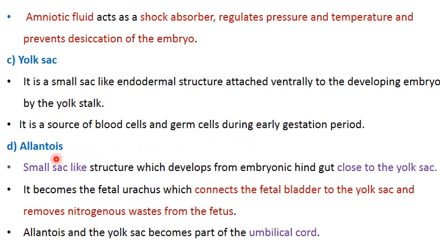Next is the allantois, which is a small sac-like structure that develops from the embryonic hind gut close to the yolk sac. Later it forms a fibrous cord-like structure which we refer to as the fetal urachus, and that connects the fetal urinary bladder to the yolk sac, and that is going to remove the nitrogenous waste from the fetus. Later this yolk sac will degenerate in the later part of the gestation period, and ultimately both the allantois and yolk sac become parts of the umbilical cord.